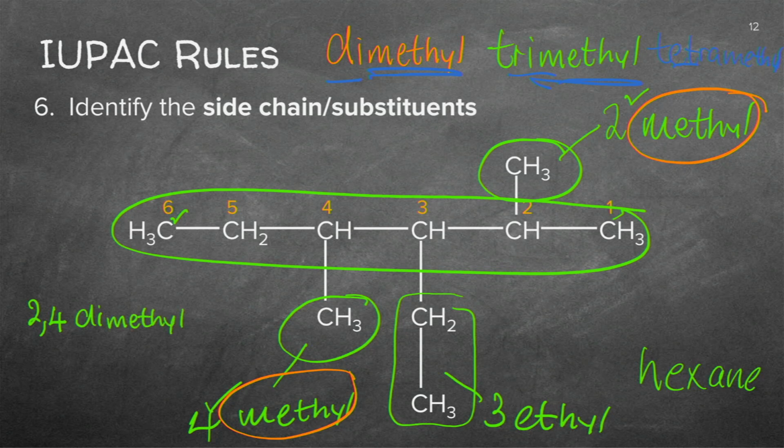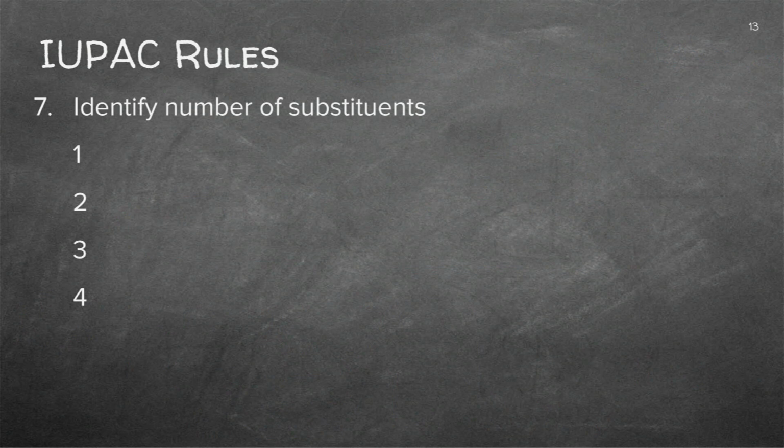And it is a 3-ethyl hexane. Now the last rule I want to show you in this lesson is the following. You need to, guys, put a comma between numbers and a dash between a number and a letter. But I'll do that now again. I just want to reiterate.